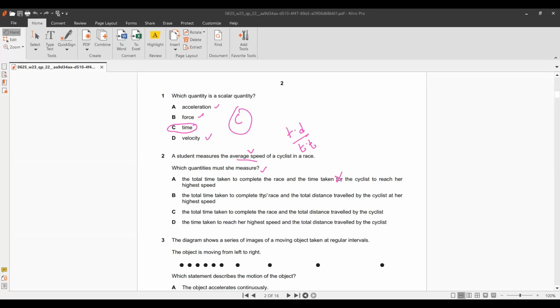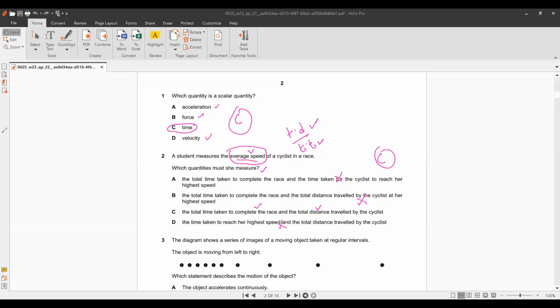The total time taken to complete the race and total distance traveled by the cyclist at her highest speed. No, we need the total distance traveled by the object. The total time taken to complete the race and the total distance traveled by the cyclist. This is somehow correct. Let's review the last option to be sure. The time taken to reach her highest. No, again, this is wrong, because when it comes to average speed, it counts the total distance traveled in a total time period. So what will be the right option? Option C. Clear?